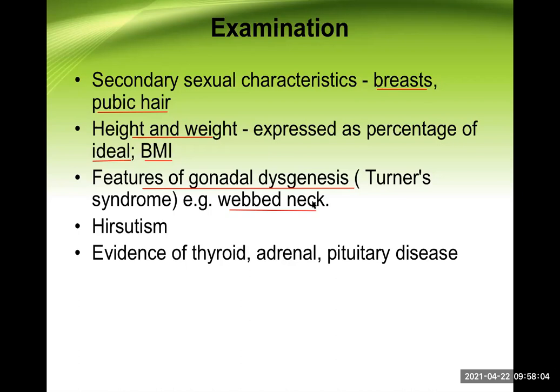Some other clinical features are congenital heart disease. So which congenital heart disease is present in Turner syndrome? What is that? Yes? Sir, coarctation of aorta. Very good. Coarctation of the aorta and even peripheral pulmonic stenosis. So these are the important problems in the cardiovascular system.